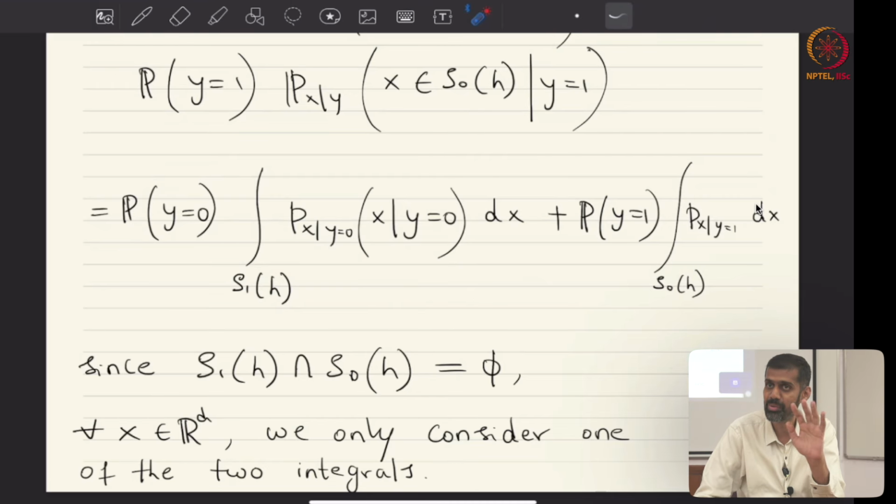Is this clear to all of you? Because this is the crux of the proof. There is only one step that remains now. Now can somebody tell me, amongst these two integrals, which would be computed at each x?